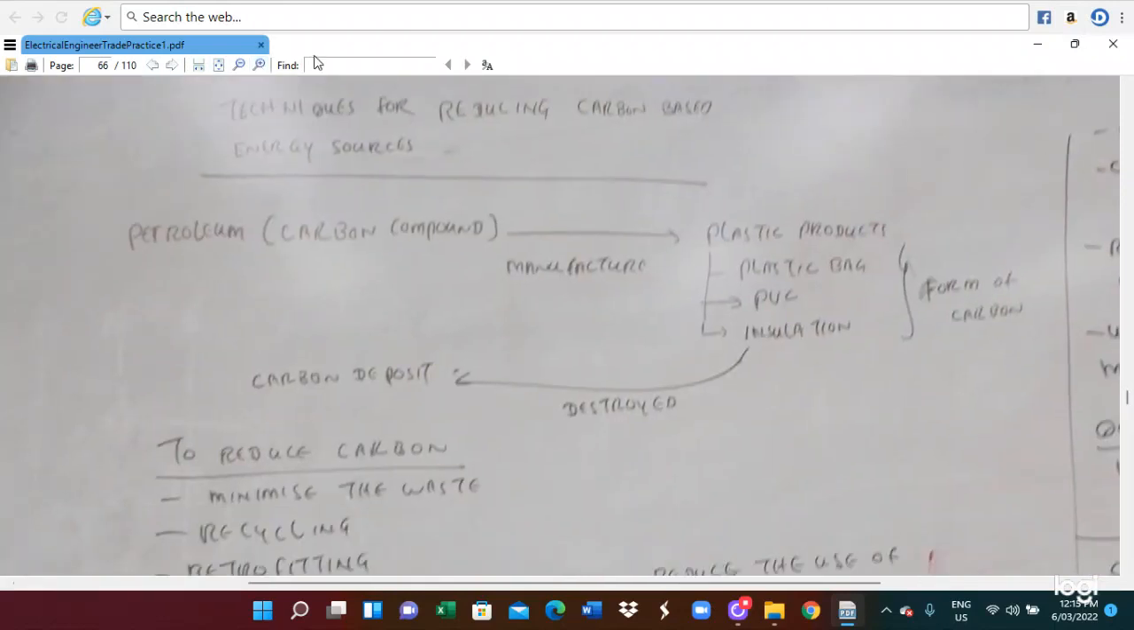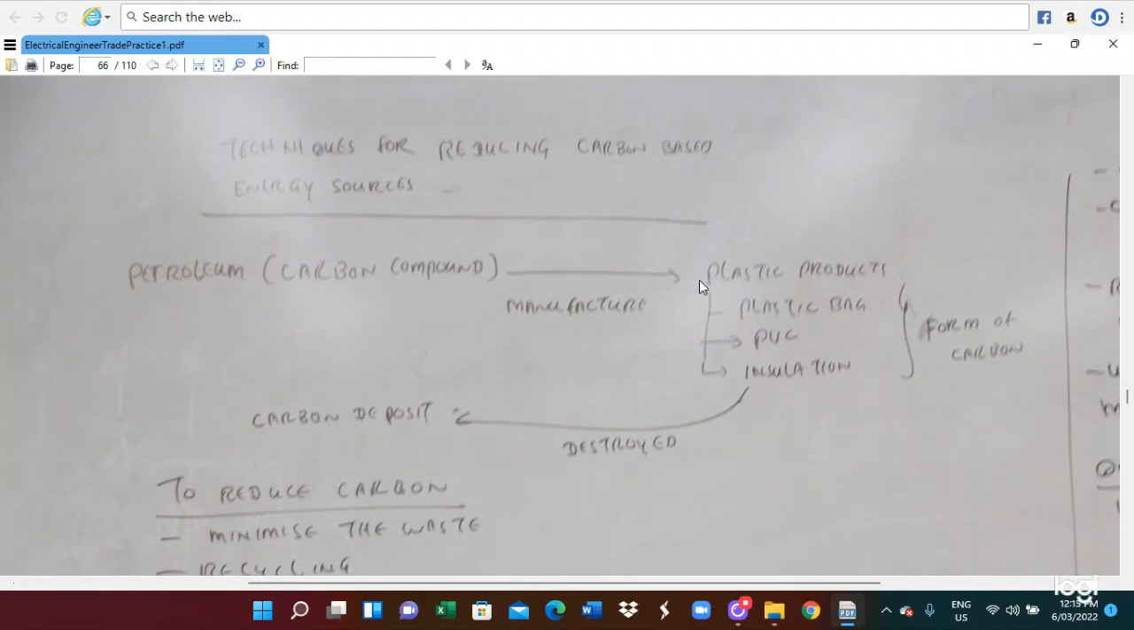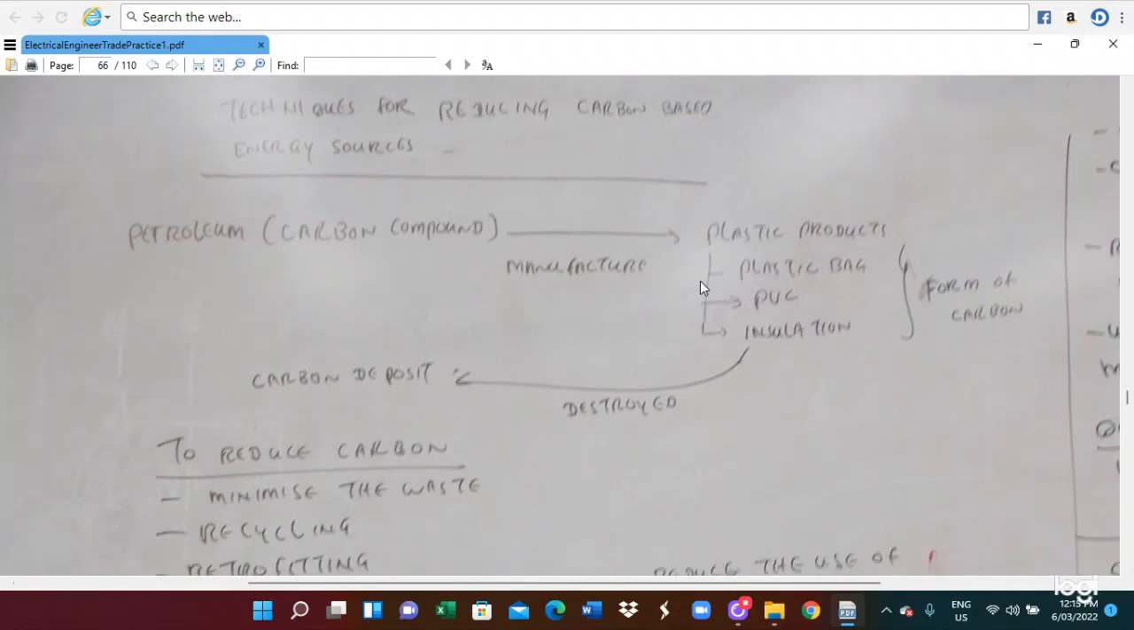The next one is a technique for reducing carbon-based energy sources. The carbon-based energy sources are petroleum and plastic. Those are carbon compounds, which we have to manufacture. In this case, we are using plastic material, plastic bags, PVC insulation. Those are carbon materials, and when destroyed, they can become carbon deposits.